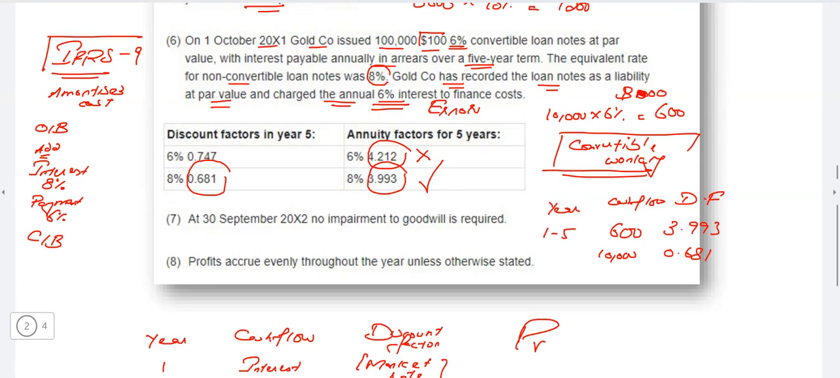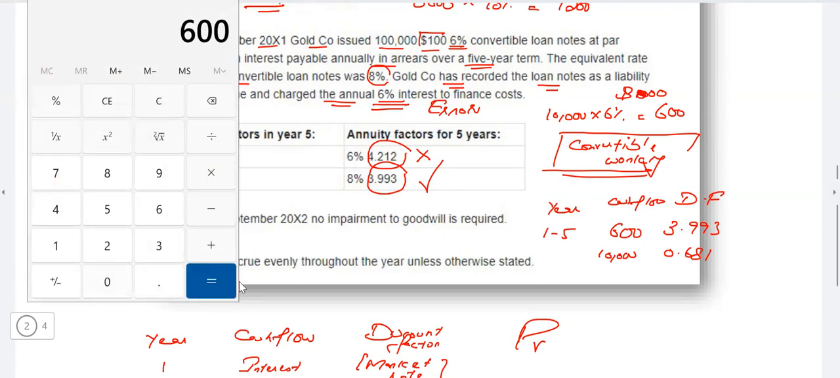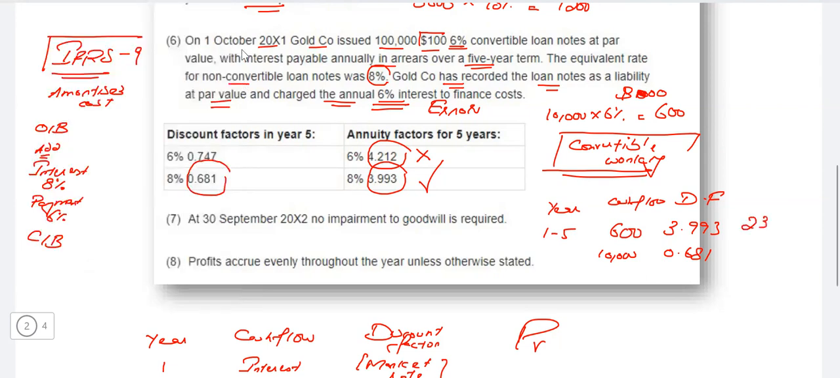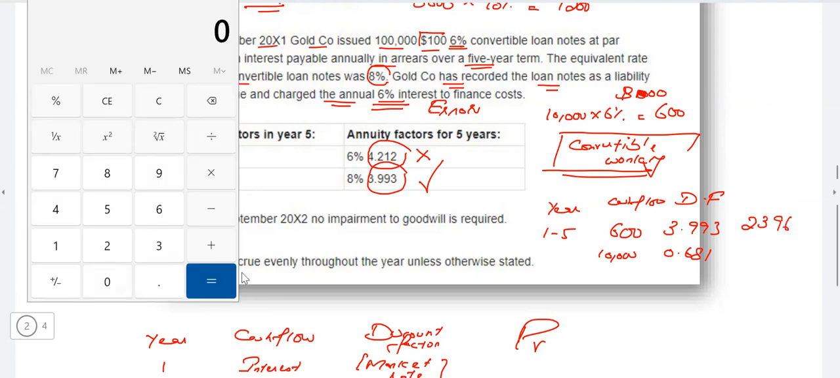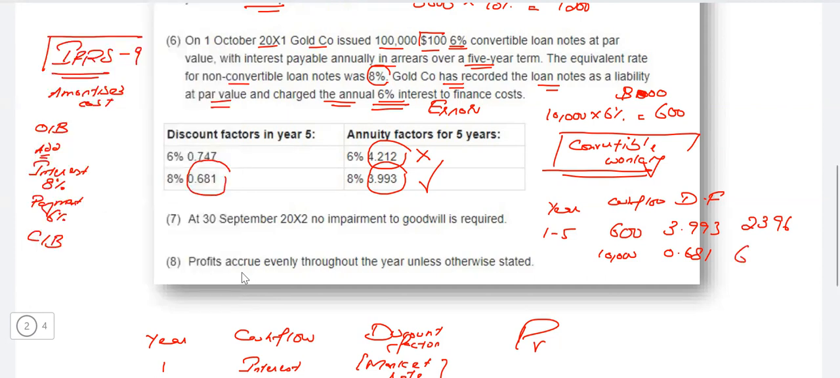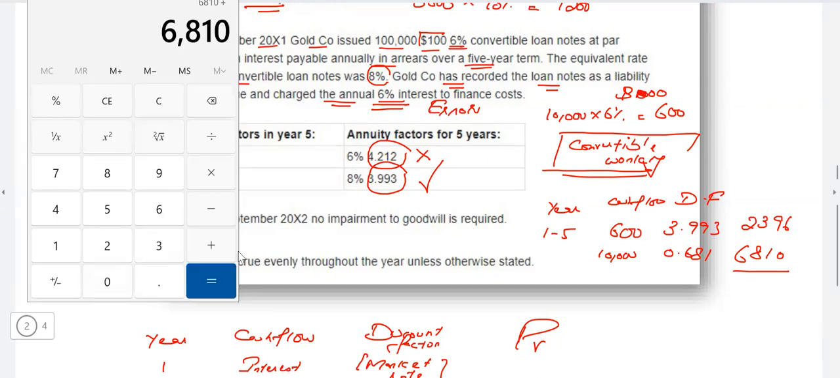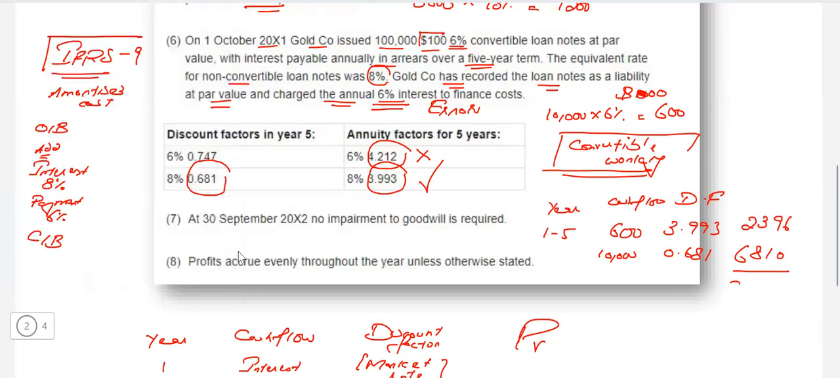So yes, we can simply do it. 600 into 3.993 is 2395.8, which we round up to 2396. And then we have 10,000 into 0.681, which is 6810. So 6810 plus 2396 is 9206, which is the present value of debt.